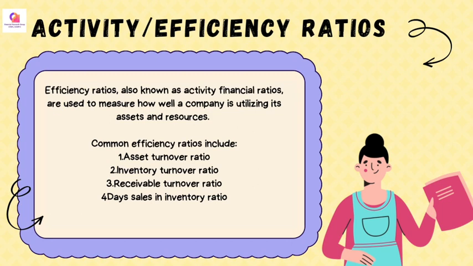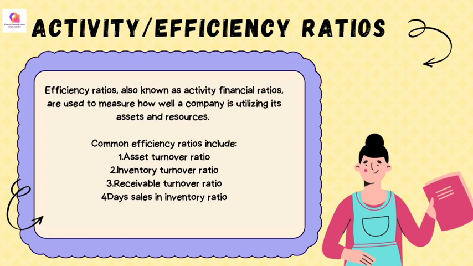For example, an efficiency ratio often looks at various aspects of the company, such as the time it takes to collect cash from customers or the amount of time it takes to convert inventory to cash. This makes efficiency ratios important because an improvement in the efficiency ratios usually translates to improved profitability.